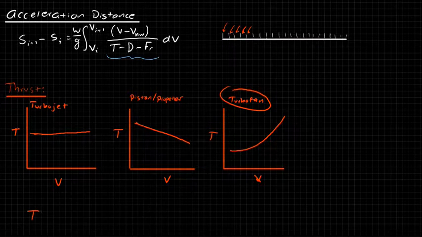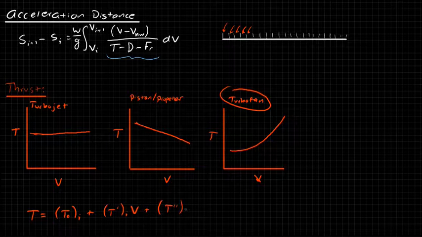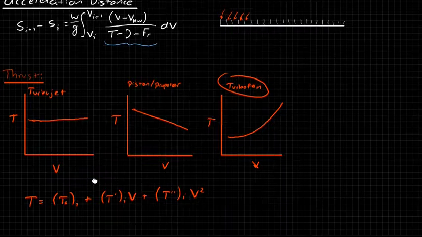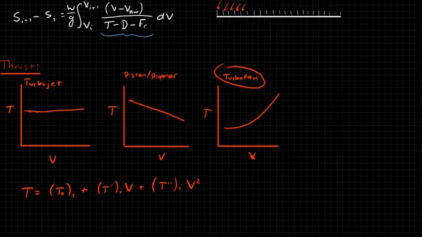So in other words, what we'd have then is the thrust is going to equal some T naught coefficient. We're going to give a subscript i because we're saying that this is for a small discretized chunk here. So T naught i plus what we're going to call T prime sub i times velocity plus what we'll call T double prime sub i times velocity squared, where each of these coefficients, T naught, T prime, and T double prime, are determined by experiment.